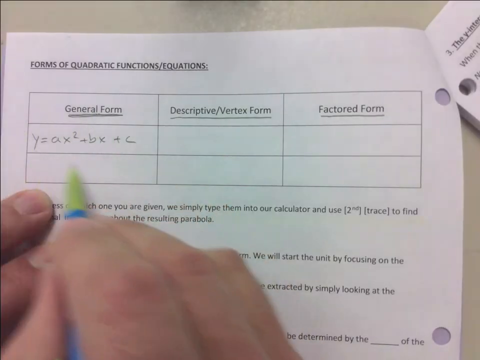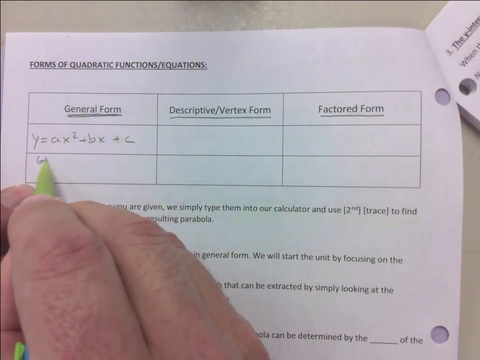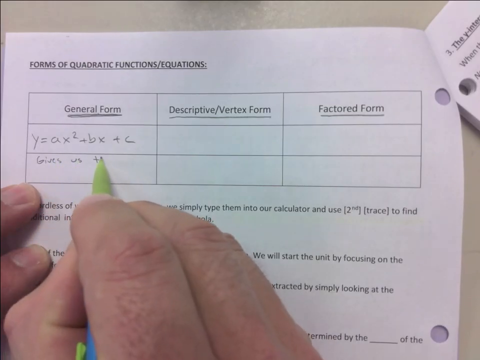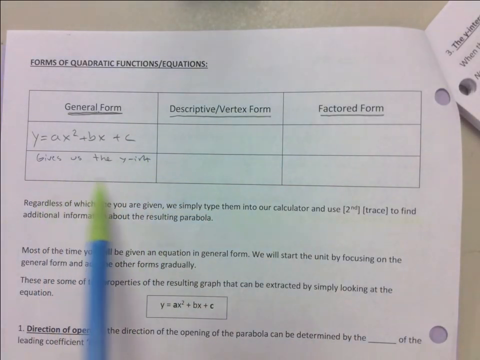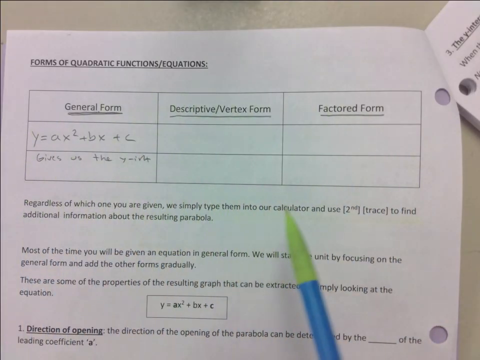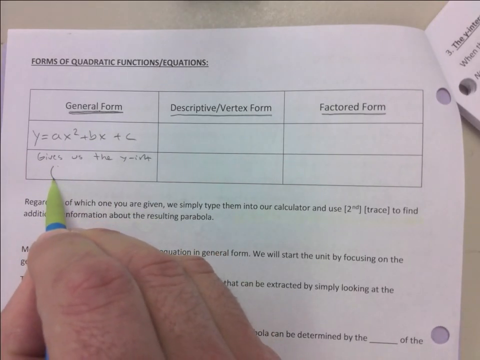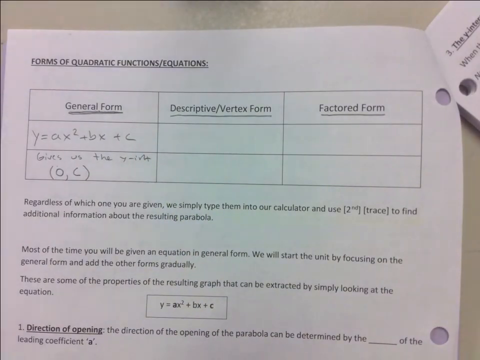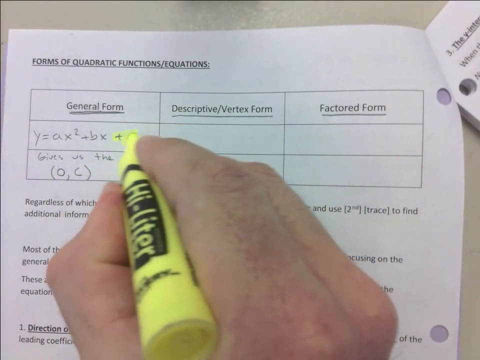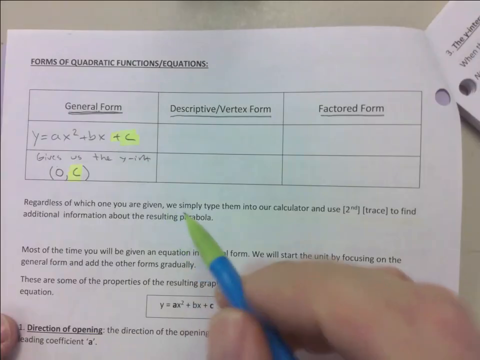And what does this one give us right from the get-go? It gives us the y-intercept, okay? I would actually say by the end of today, you should have this on your study sheet for the lessons coming up. The coordinates of the y-intercept would be (0, c). So whatever this value is, that is what goes in there. And so that's where the parabola will be crossing the y-axis, just by looking at it.